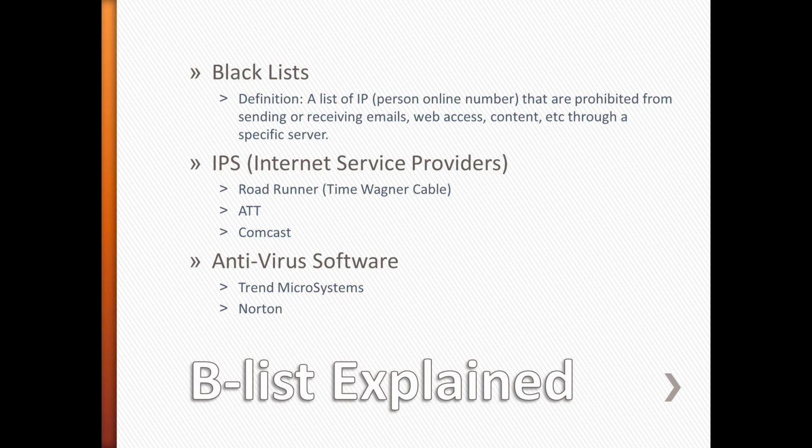First thing to recognize is that there are things called blacklists, the definition of which is basically a list of IPs. An IP address is Internet Protocol. It's that little 3, 6, 9, 12 digits. It's called your IP address. Sometimes you'll see it written as 192.168.1.1 on a local area connection. It's basically your online locator number. When that number has been blocked, it prohibits you from sending or receiving emails, accessing web content, accessing the web at all through a specific server or portal.